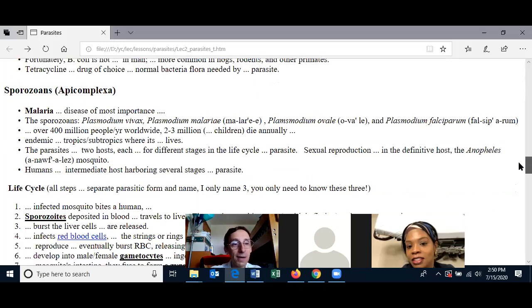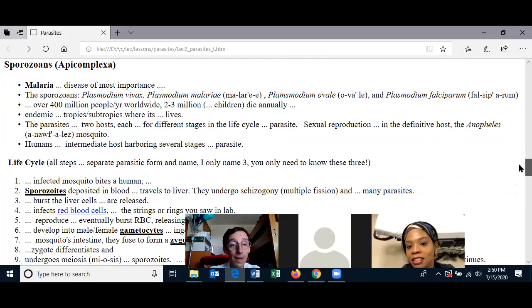If not, let's talk about the sporozoans. And remember, this is the phylum Apicomplexa. The sporozoans either don't move or they move like an eel, meaning they'll undulate like an eel. Malaria is the most important parasitic disease. So malaria is caused by a sporozoan, and it by far is the most important parasitic disease of humans.